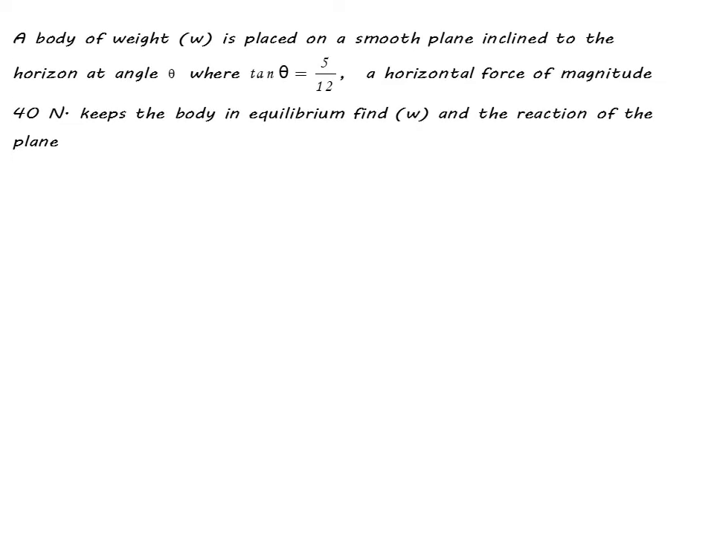A body of weight W is placed on a smooth inclined plane to the horizontal line at angle theta. Now we have a smooth inclined plane, and the body acts at a point on the plane, so we have the weight of the body, which is equal W, and of course the reaction makes a 90 degree with the plane. Finally, the third angle will be 90 minus theta. Then the reaction of the plane is perpendicular to the plane.